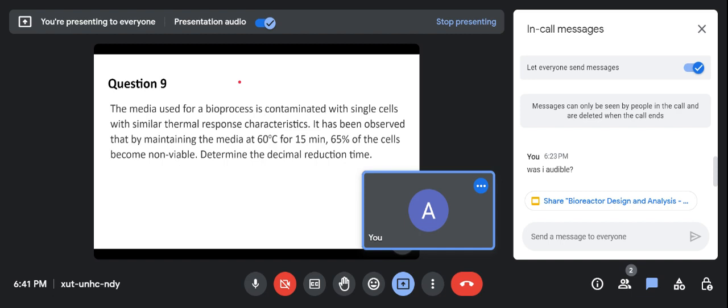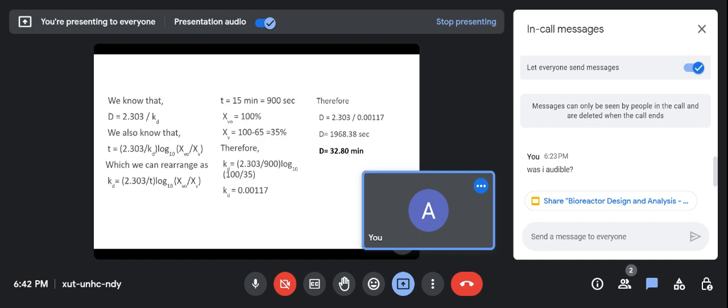So let's move on to question number 9. The media used for a bioprocess is contaminated with single cells with similar thermal response characteristics. It has been observed that by maintaining the media at 60 degrees Celsius for 15 minutes, 65% of the cells become non-viable. Now you have to determine the decimal reduction time.